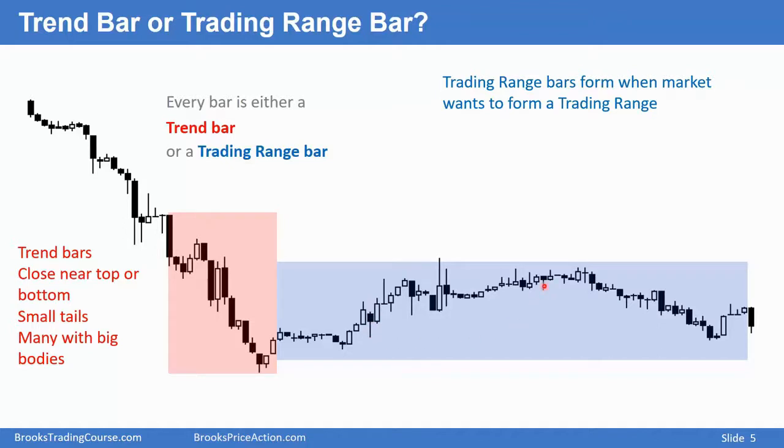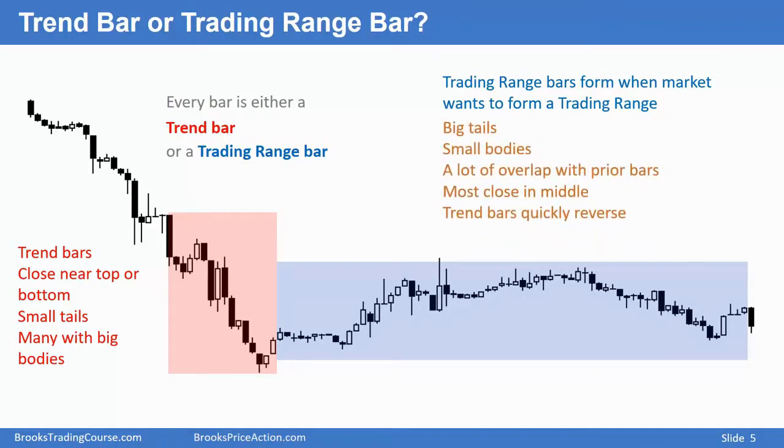You can see how small the bars are, how prominent the tails are. Compare the size of these bars to these bars. Compare the prominent tails of these bars to these bars. Compare the amount of overlap of these bars to these bars. So not much overlap over here during a trend, and a lot of overlap during a trading range.